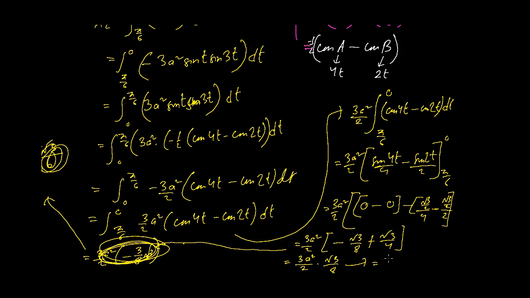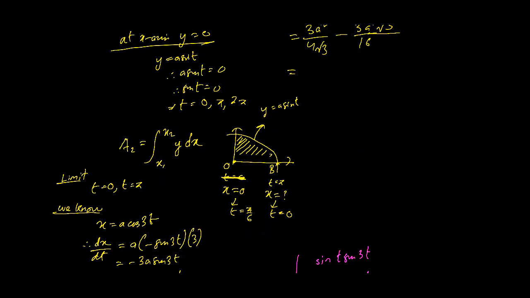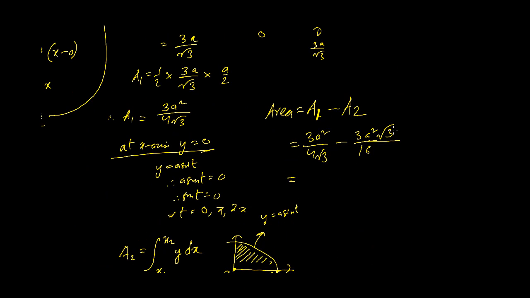So this would be 3a square root 3 by 16. So 3a square root 3 by, oh, this is correct. So area 1 minus area 2. So now we know what this area is. We can simplify this. One way of simplifying is multiplying upstairs and downstairs with root 3. So root 3 upstairs and root 3 downstairs.